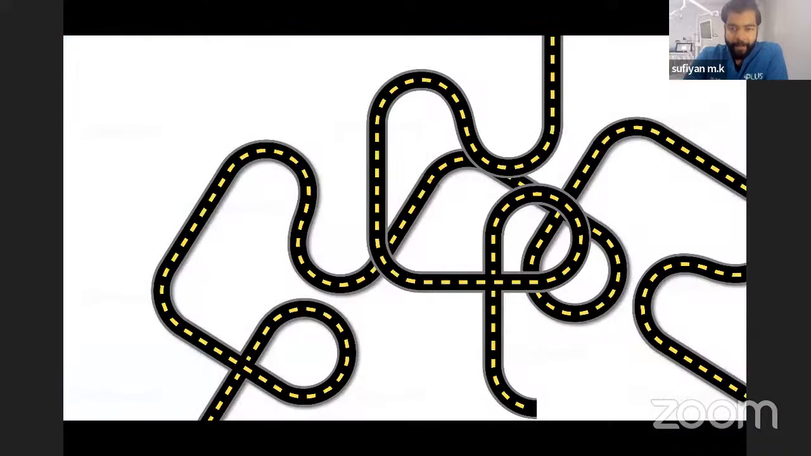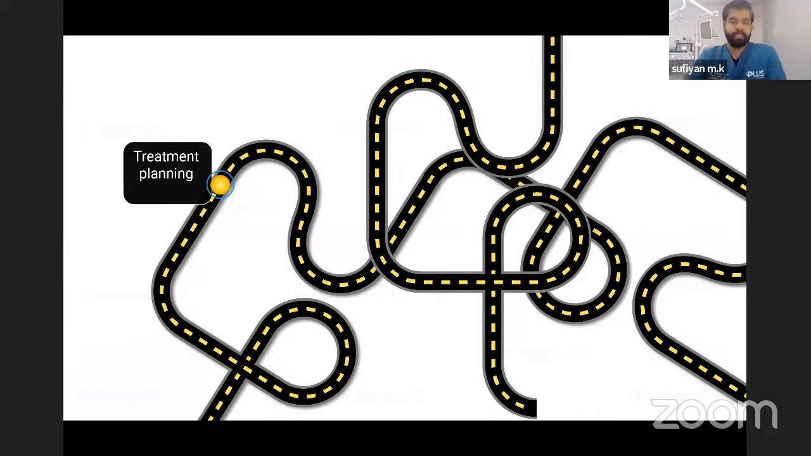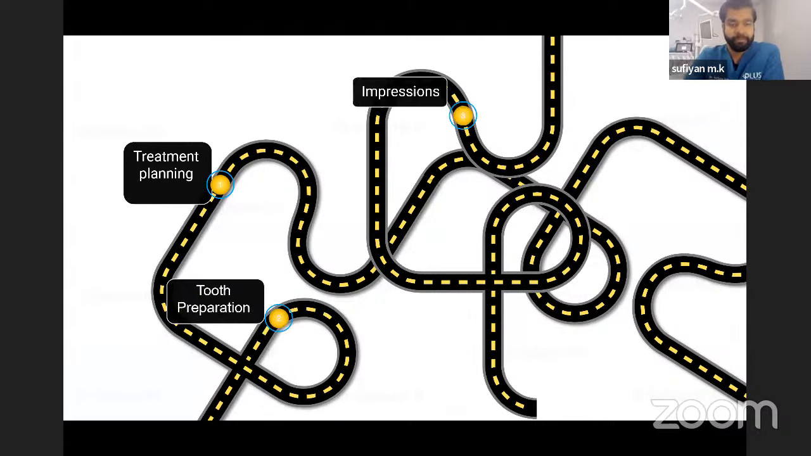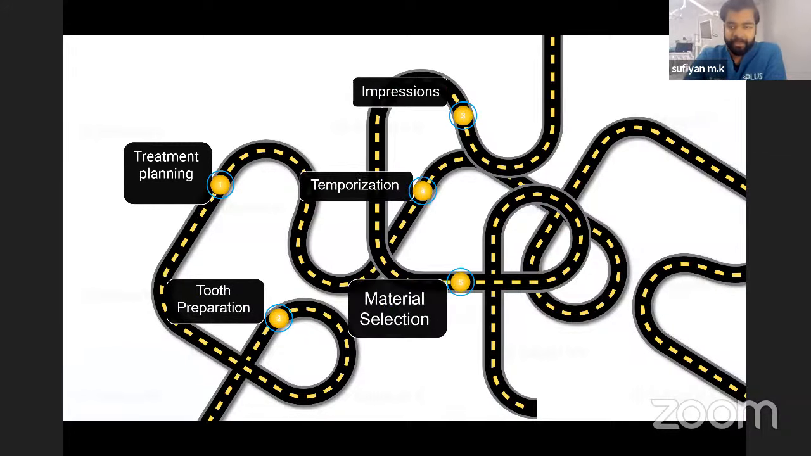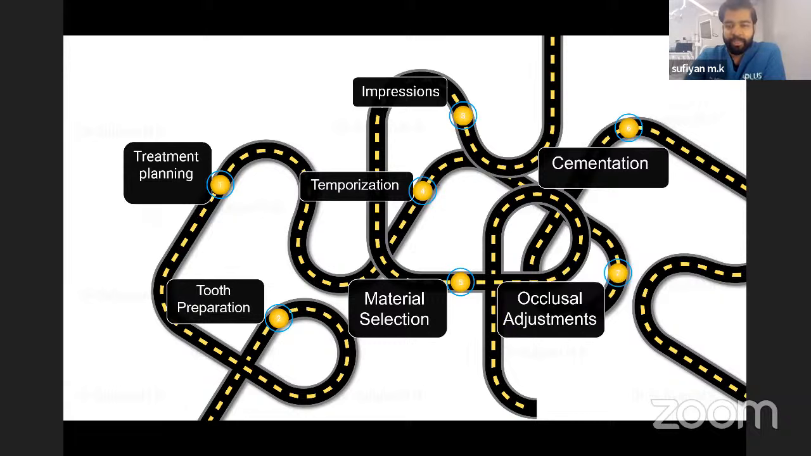So as I said, I look at every treatment as a journey, and in indirect restorations, these are the steps we follow: the treatment planning, tooth preparation, impressions, temporization, material selection, cementation, occlusal adjustment. So every step is equally important to achieve this successful outcome.